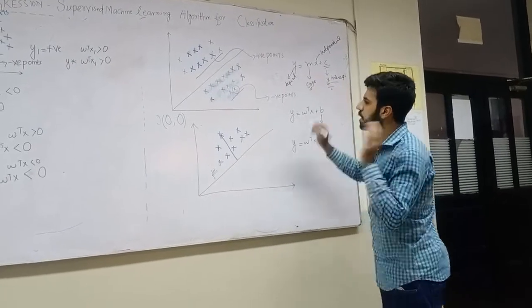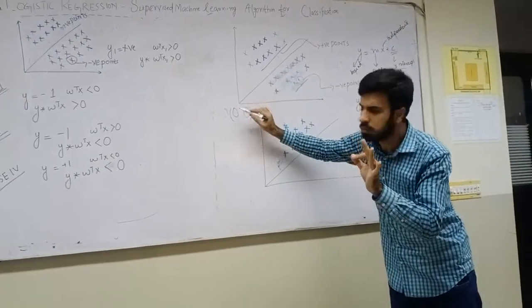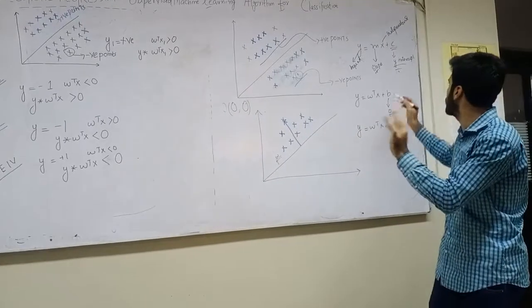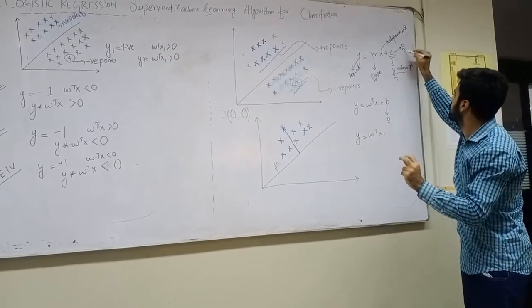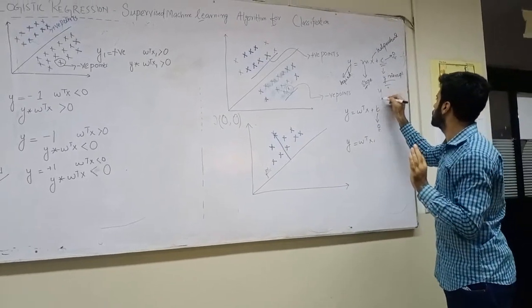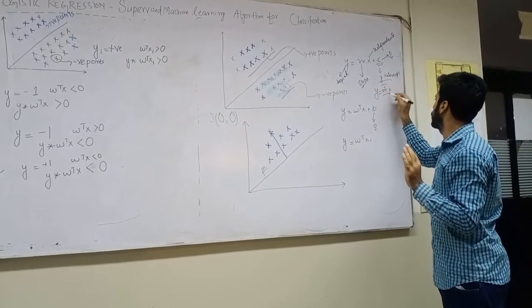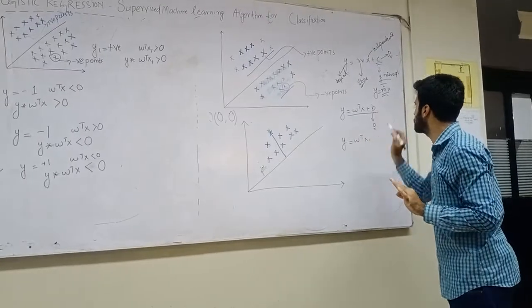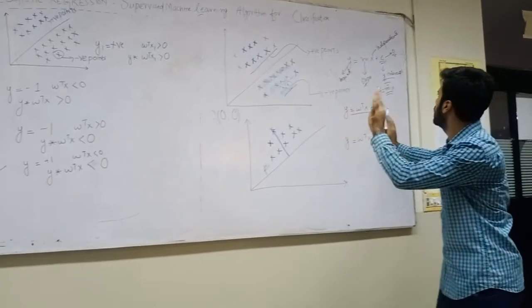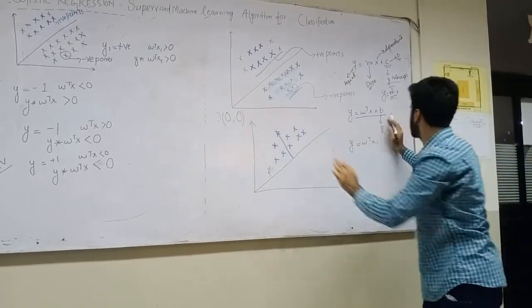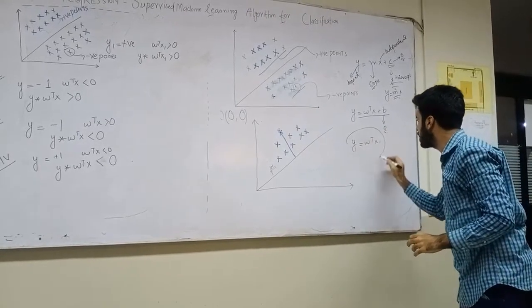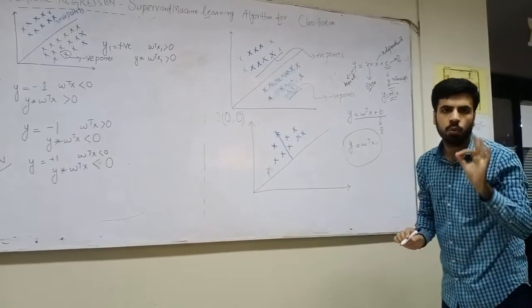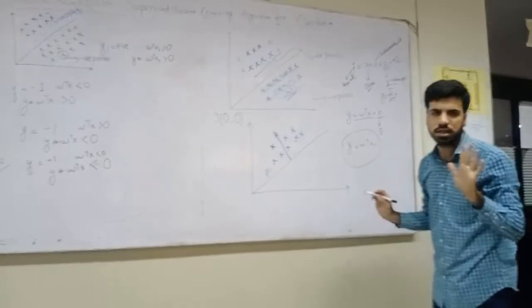So here you can see that my line is passing through 0, so my y-intercept value becomes 0. So I am left with y equals mx only. We can also write a straight line equation as y equals wTx plus b. As here the line is passing through 0, b is equal to 0. We are only left with y equals wTx. What is wTx? Now let us see this.